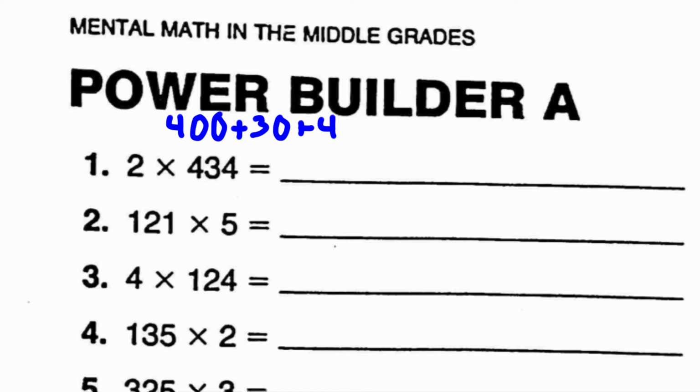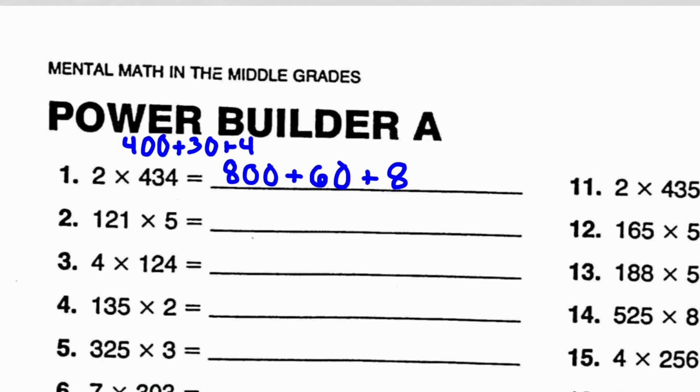So 2 times 400. Well, 2 times 400 is 800. 2 times 30 is 60. So we add that on. And then you have 2 times 4 is 8. Add up those 3 products and you get 868.